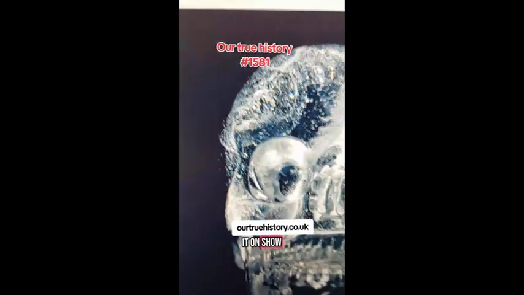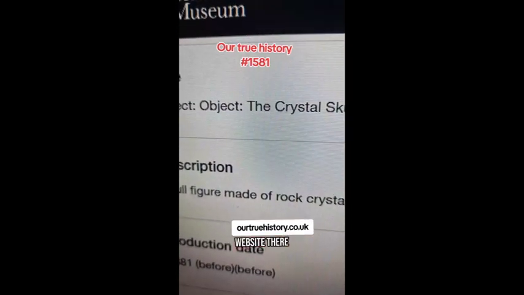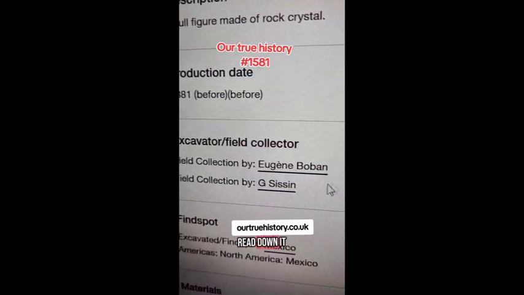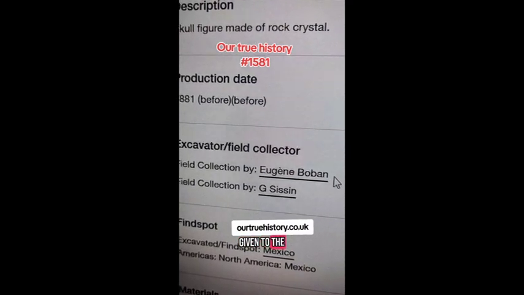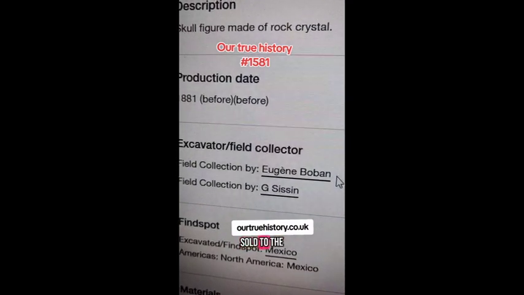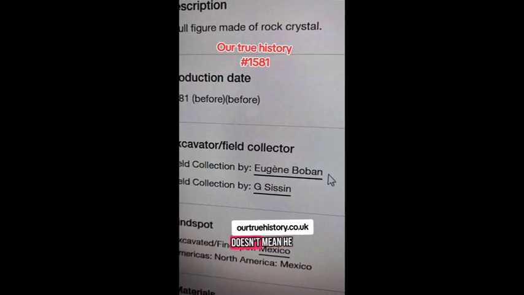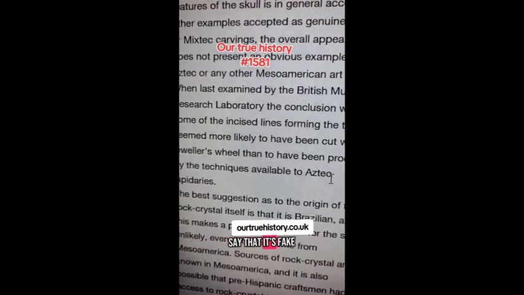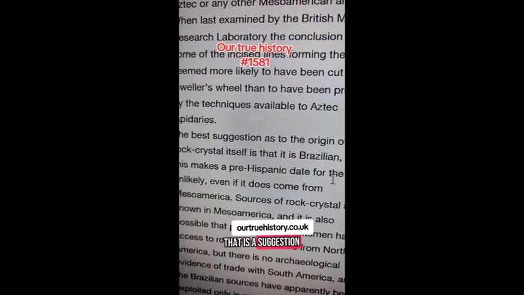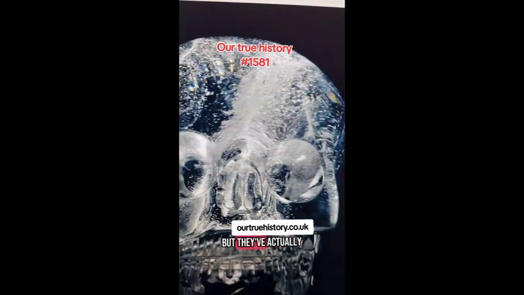but the British Museum actually has it on show. This is the British Museum's website there, and if you read down, it talks about it being given to the British Museum or sold to the British Museum by Eugene Bowman. That doesn't mean he made them. And in fact, if you read down here, it doesn't actually say that it's fake. Now, they say that there's a suggestion it may not be from... Now, I don't know about you, but they've actually still got it in.